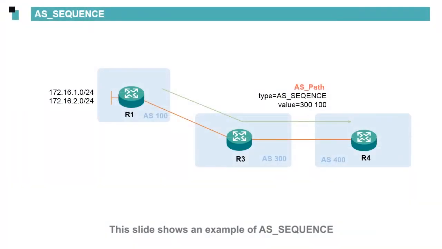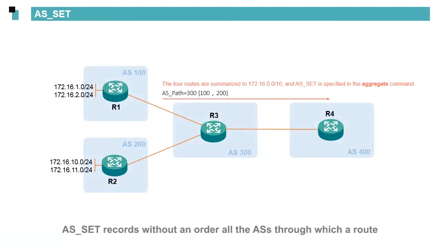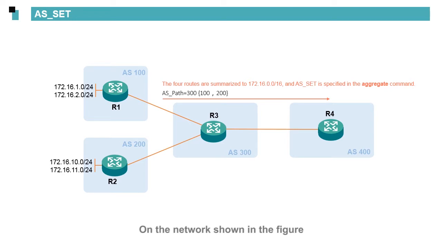This slide shows an example of AS sequence. AS set records without an order all the ASs through which a route passes from the local device to the destination. AS set helps with loop prevention and route selection. On the network shown in the figure, there are four ASs: 100, 200, 300, and 400. R1 has two routes, and R2 also has two routes. The four routes are advertised to R3.